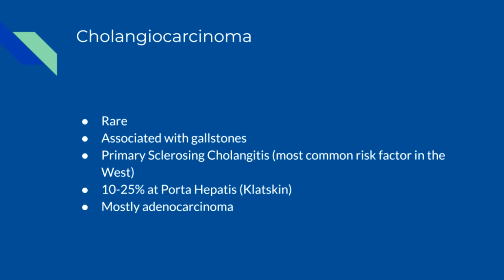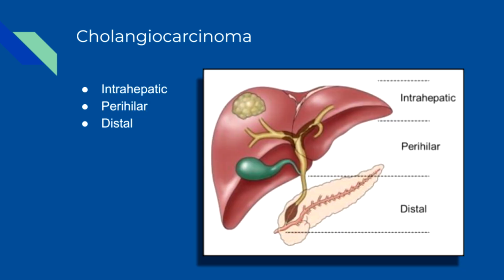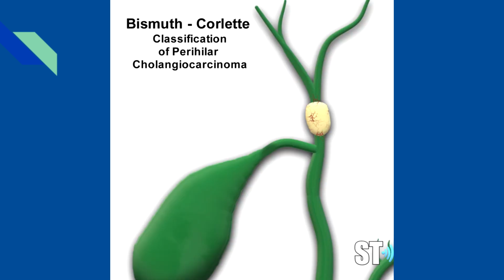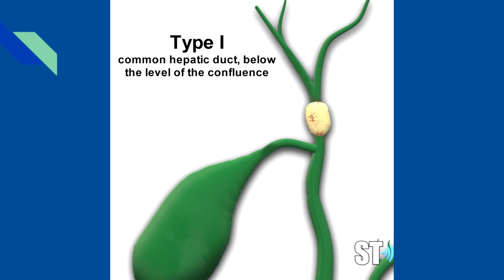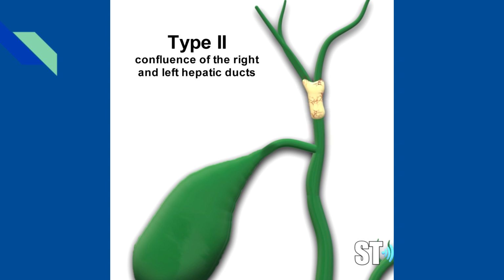It is classified by anatomical location as intrahepatic, perihilar, and distal. Originally classified as Klatskin tumors, the perihilar cholangiocarcinomas are now classified by the Bismuth-Corlett classification, type 1 being limited to the common hepatic duct below the level of the confluence of the right and left hepatic ducts. Type 2 involves the confluence of the right and left hepatic ducts.